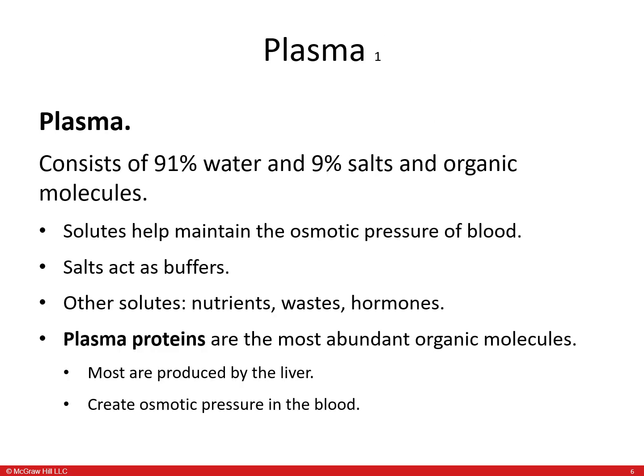Plasma is the liquid, amber-colored part of the blood. It consists of 91% water and 9% salts and organic molecules. The solids help maintain the osmotic pressure of blood. Salts act as buffers, and there are other solids such as nutrients, wastes, and hormones. The plasma proteins are the most abundant organic molecules, most are produced by the liver, and they create osmotic pressure in the blood.